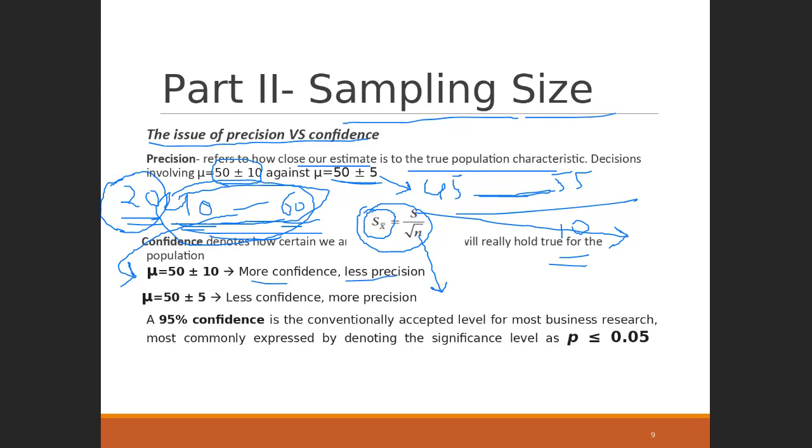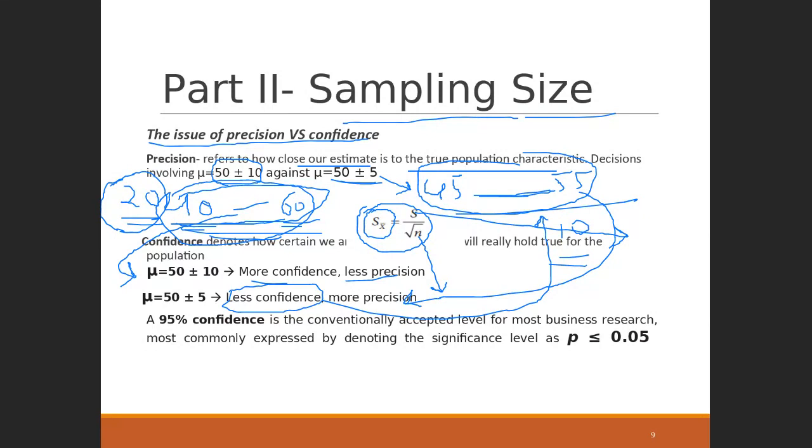If we are estimating that our population mean will fall between 45 and 55, in this situation we are more precise, but we will be less confident. Why? Because our margin of error is pretty low. It is a very narrow range. So there is a possibility that our population mean will not fall within this interval. This shows that precision and confidence have a very strange relationship.